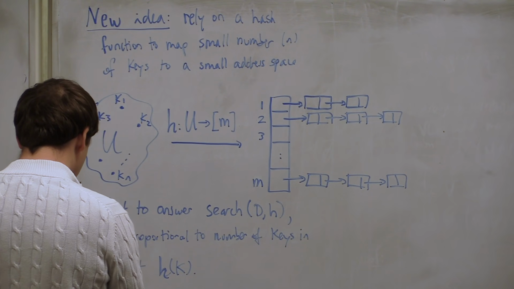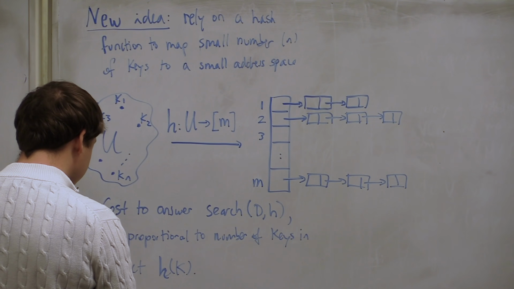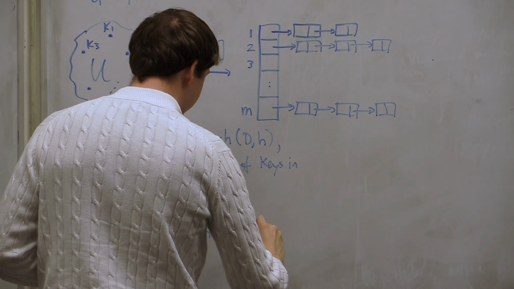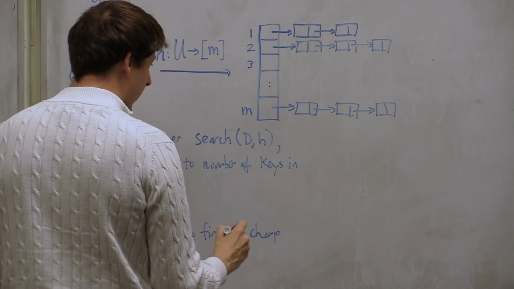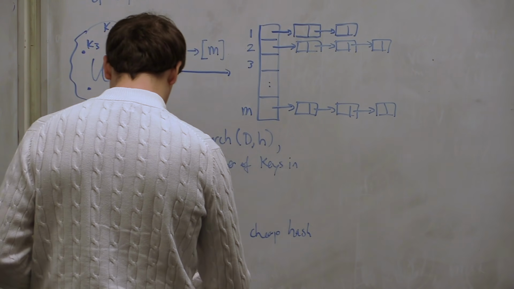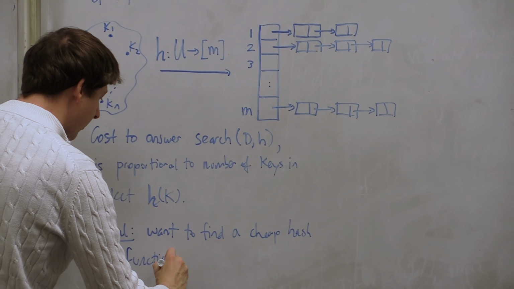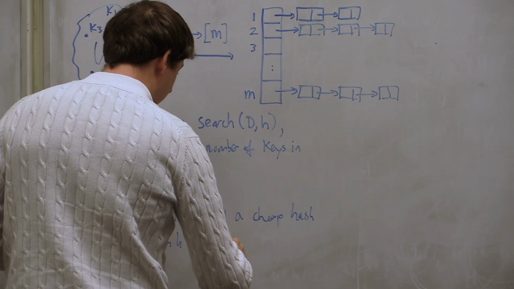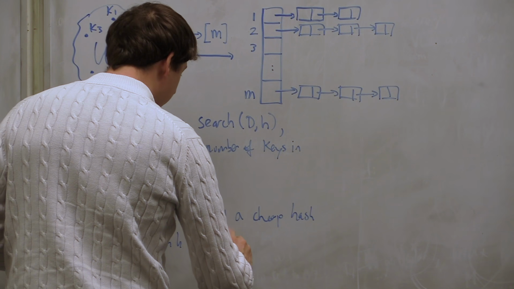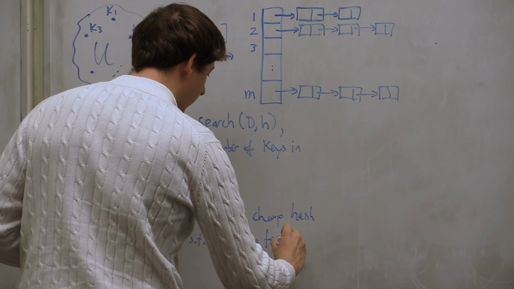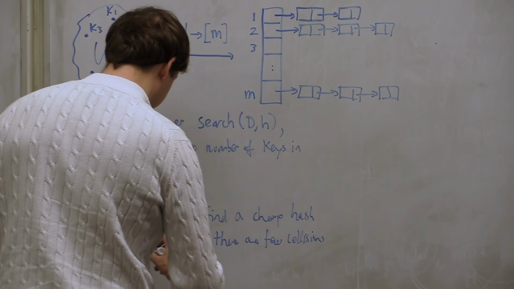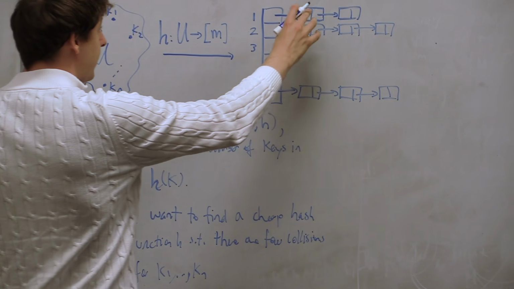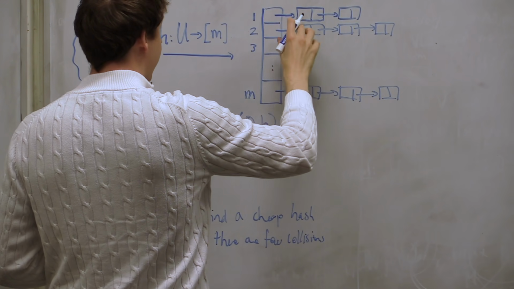So the goal now is that we want to find a sort of cheap hash function h such that there are few collisions for k1 through kn. Because what is there? These are, h of ki all appear somewhere here. Okay?